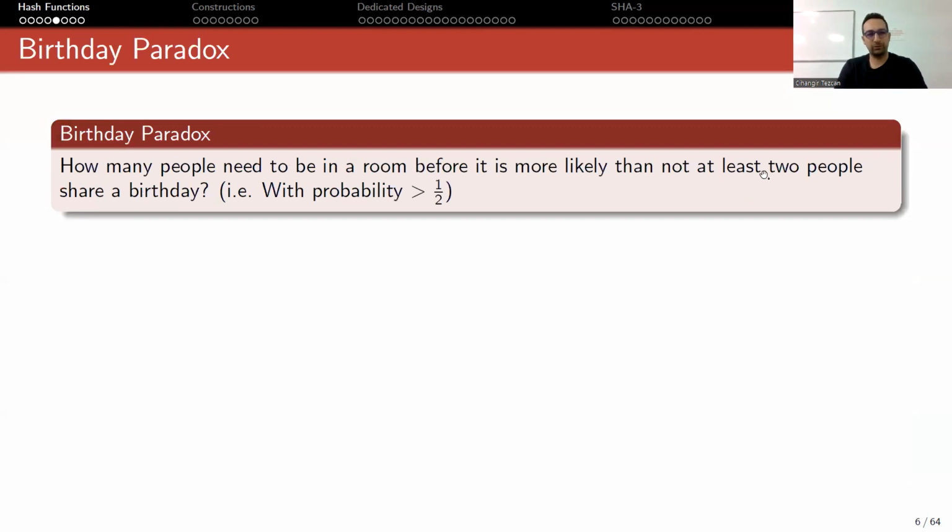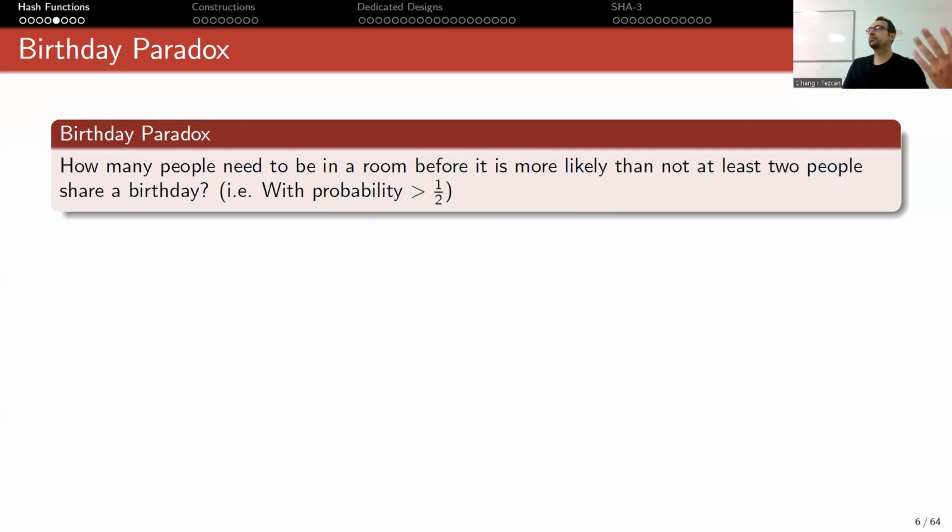So what is the birthday paradox? The question is as follows: how many people need to be in a room before it is more likely than not that at least two people share a birthday? By more likely than not, we mean with probability more than 1/2. So think about it in this way.